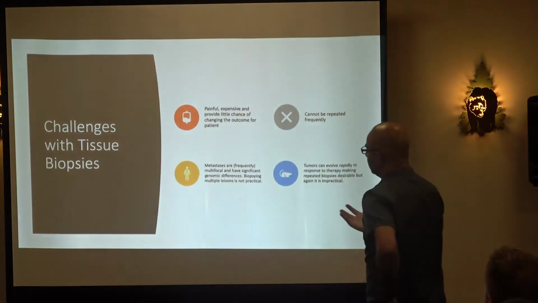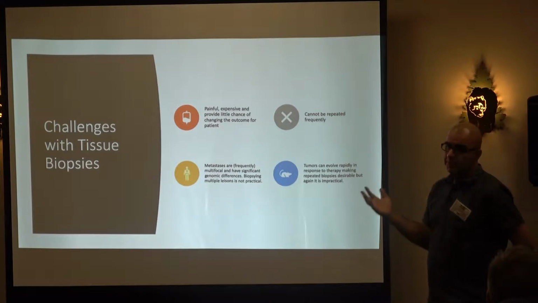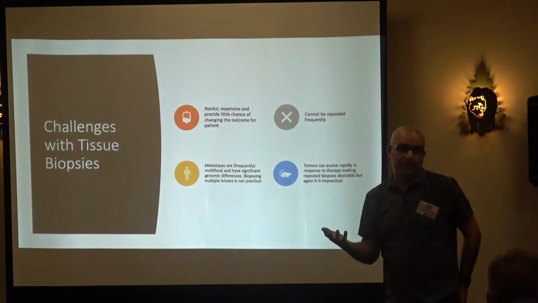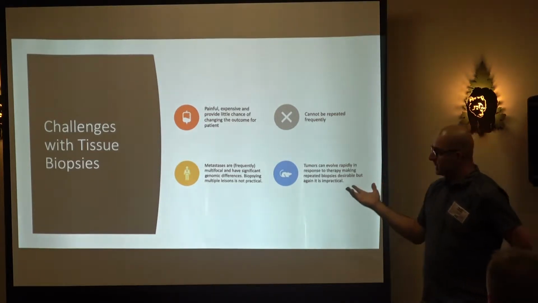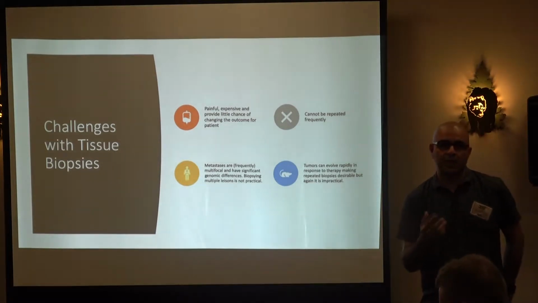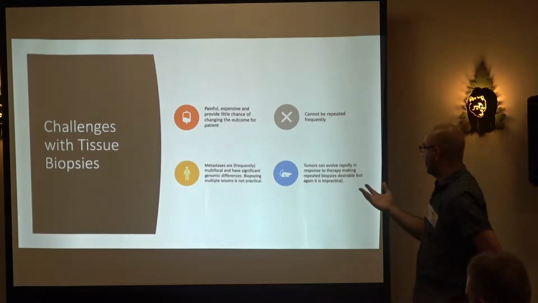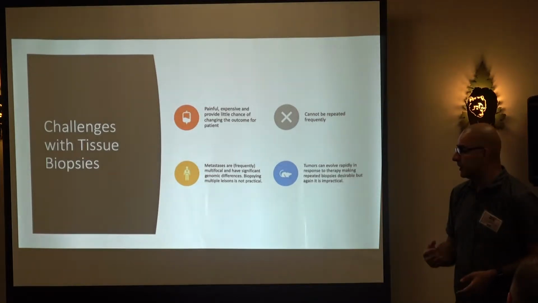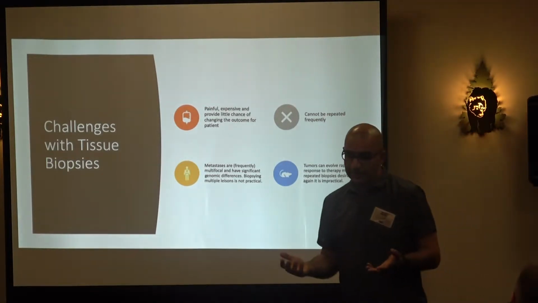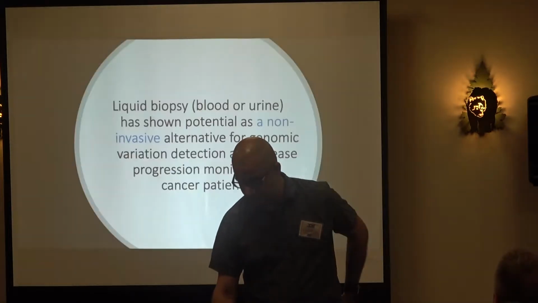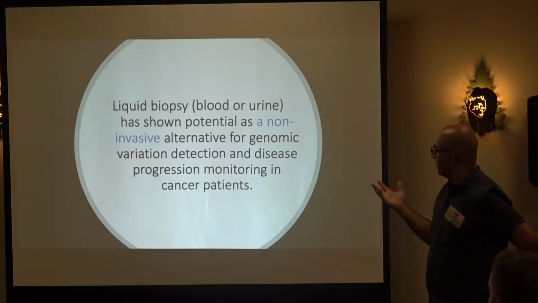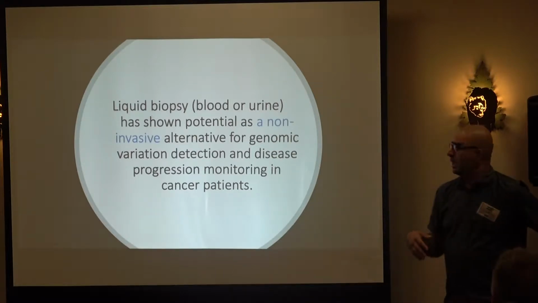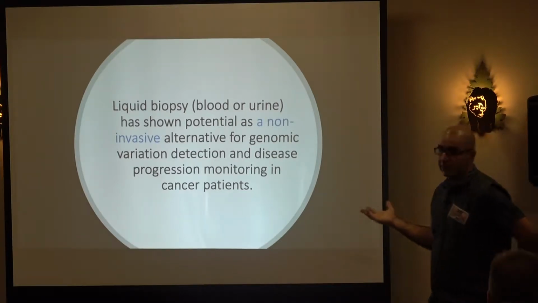So there are challenges if you have to do this with tissue biopsy. The tissue biopsy in general is an invasive procedure. It's very painful and expensive. You cannot really repeat it many times. And when we're dealing with metastases, it's usually multifocal. That means you have to biopsy multiple lesions in the body, which is very invasive. Tumors, under stress and in response to treatment, evolve rapidly, which makes repeat biopsies desirable but impractical. So liquid biopsy, which is a sample obtained from blood or urine, has recently shown great potential to be used as a non-invasive alternative for genomic variation detection and disease progression monitoring in cancer patients.